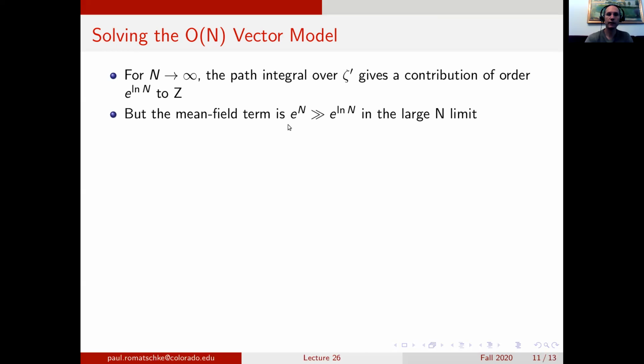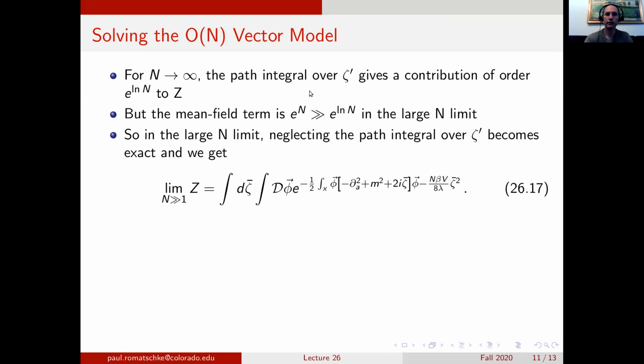However, the mean field term itself has an n in front. So basically we get e to the n from the mean field term, but only e to the log n for the integral over the fluctuations sigma prime. What that means is that in the large n limit, e to the n is much, much bigger than e to the log n, and we can neglect e to the log n contributions with respect to the leading order mean field term here. This greatly simplifies the discussion because it means that we can neglect the path integral over the fluctuations, and we only get an integral that involves the usual integral over the mean field and the path integral over the ON vector field.